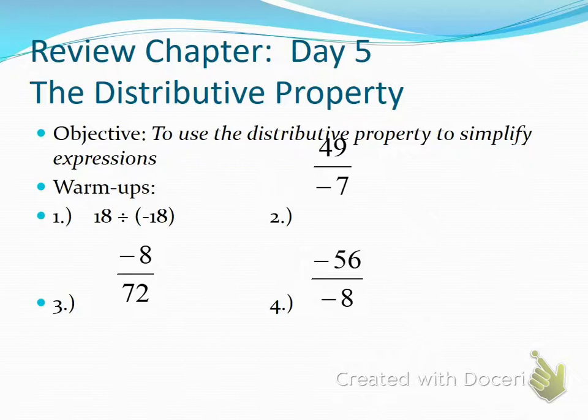Let's start with those warm-ups. 18 divided by negative 18. Dominic? -1. Good. -1. Number 2, 49 divided by -7, James? -7. Number 3, -8 divided by 72. This one's a little tricky.